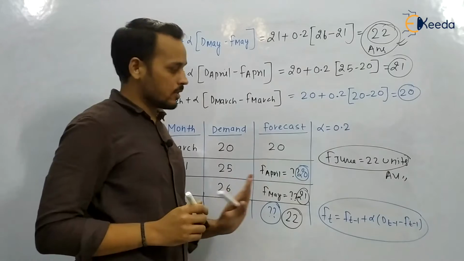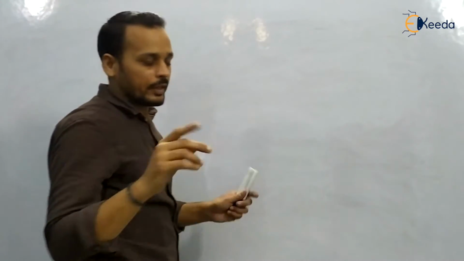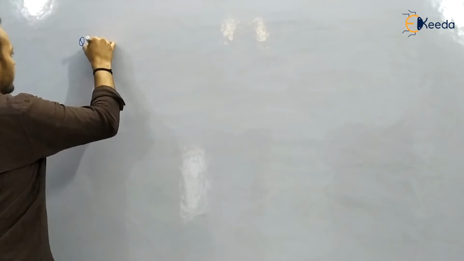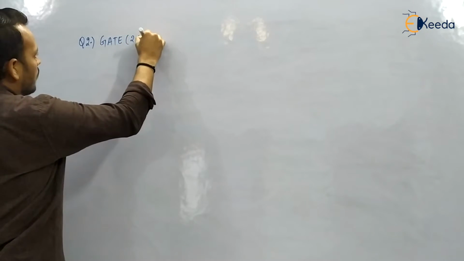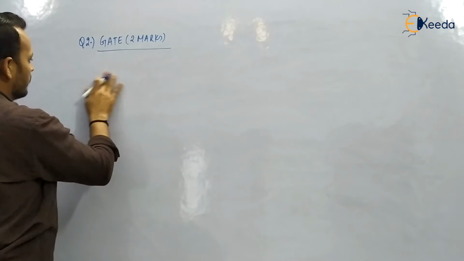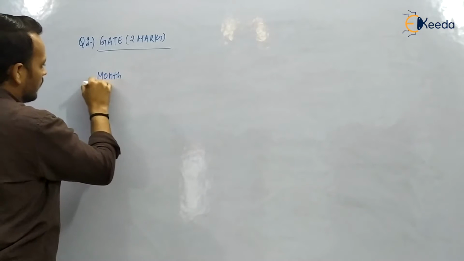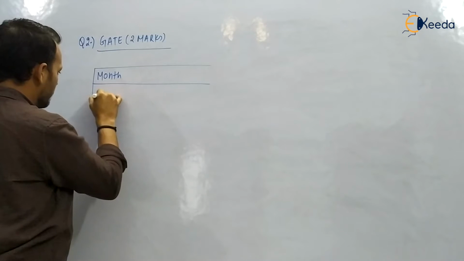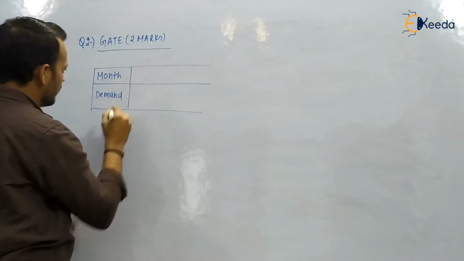Now we will take the second question. So I am writing question number 2. It is a GATE 2 marks question, and the question is given like this: this is the month and this is the demand. We have got month versus demand data.